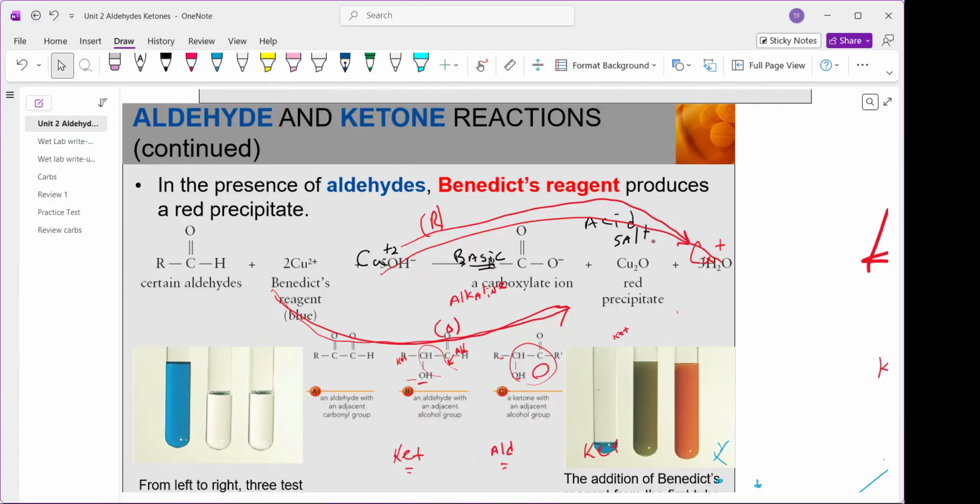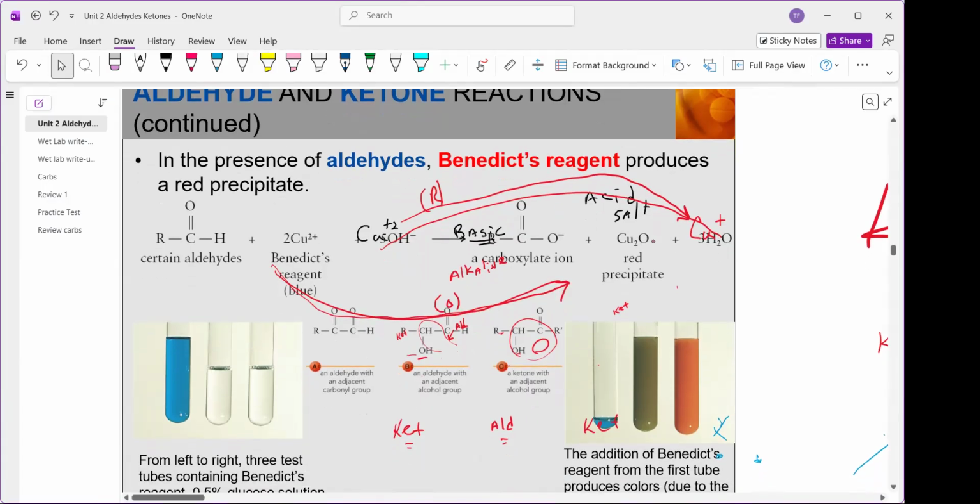Okay. So again, we're looking at something being oxidized, the aldehyde. Something has to be reduced. In this case, it's going to be the copper. So the copper goes from +2 to +1. And everything has moved over.